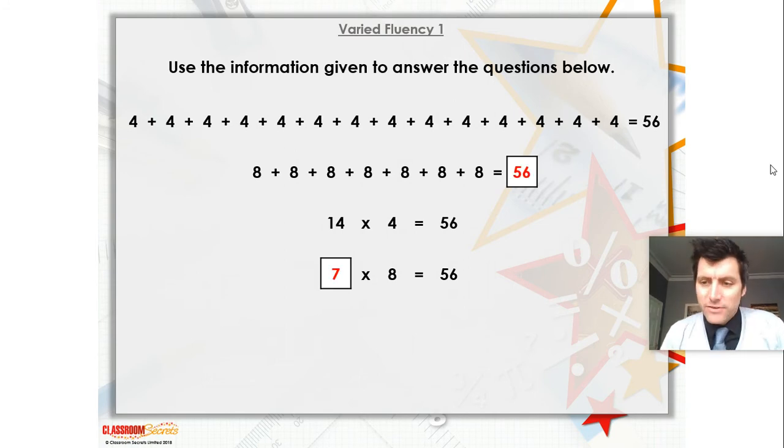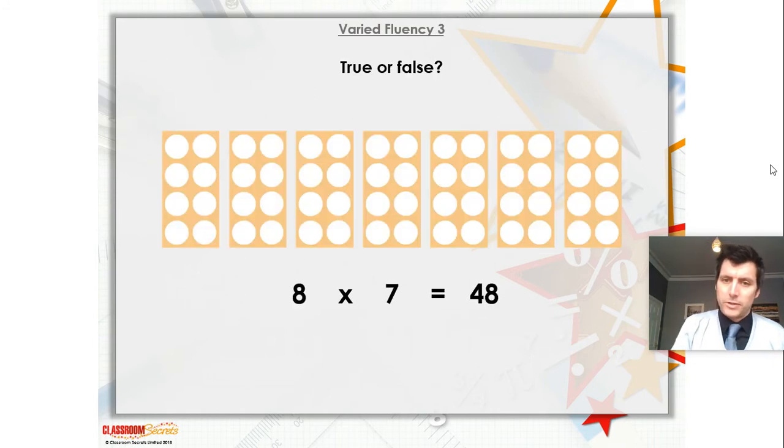Okay. So it's 7 lots of 8. So if I halve one of my factors, so I've halved from 8 to 4, I've halved that factor, then I double my other factor. So my other factor, rather than being 14, I've now got 7. Okay, so you've got to do the opposite to the other one.